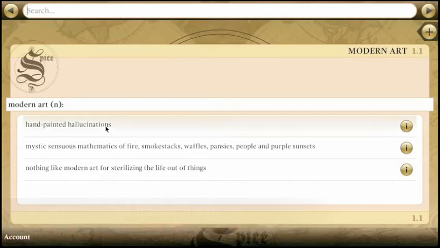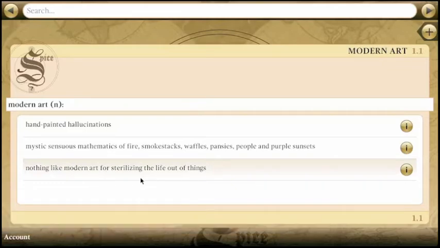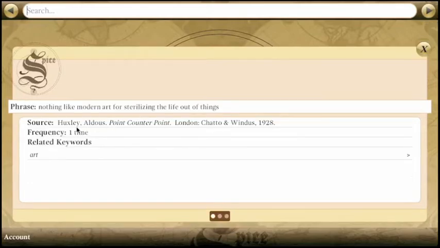Hand-painted hallucinations. Nothing like modern art for sterilizing the life out of things. I wonder who said that. Huxley. Okay, so this is important because he's clearly talking about modern art here.